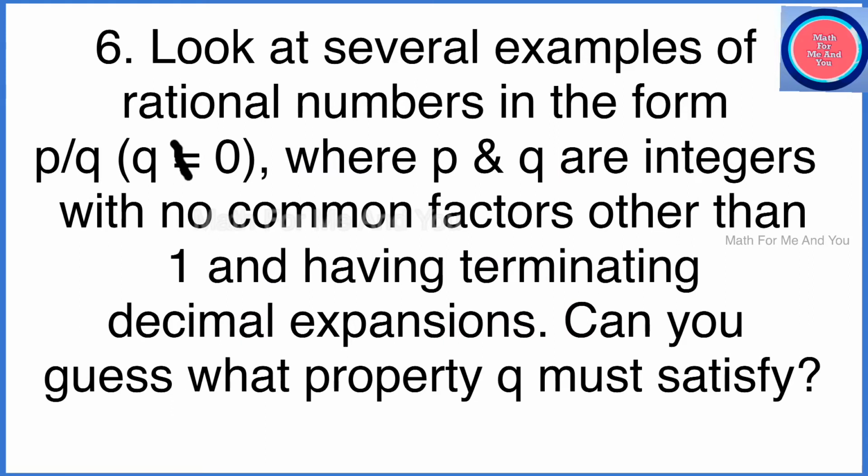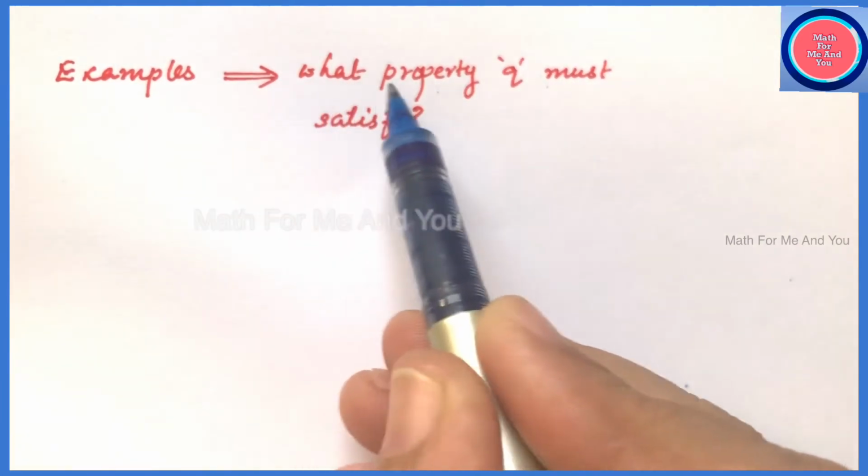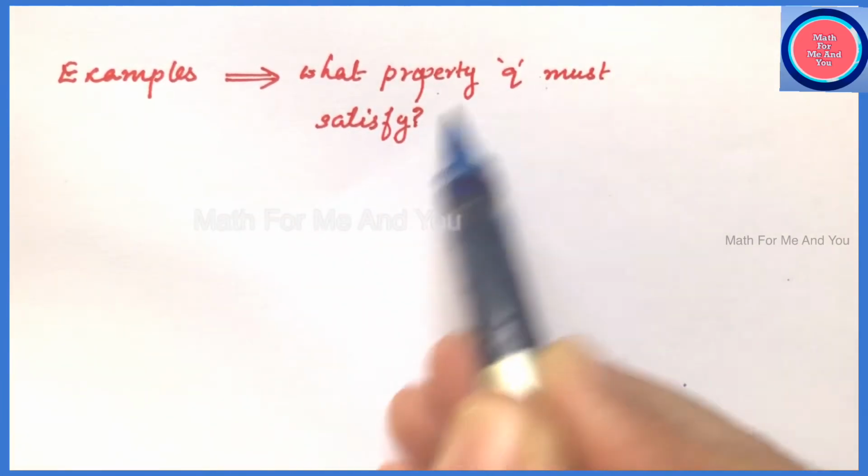Today we answer these questions from exercise 1.3. Look at several examples of rational numbers in the form p by q, q not equal to 0, where p and q are integers with no common factors other than 1 and having terminating decimal expansions. Can you guess the property of q? Here, through many examples, we have to find out the property of q.